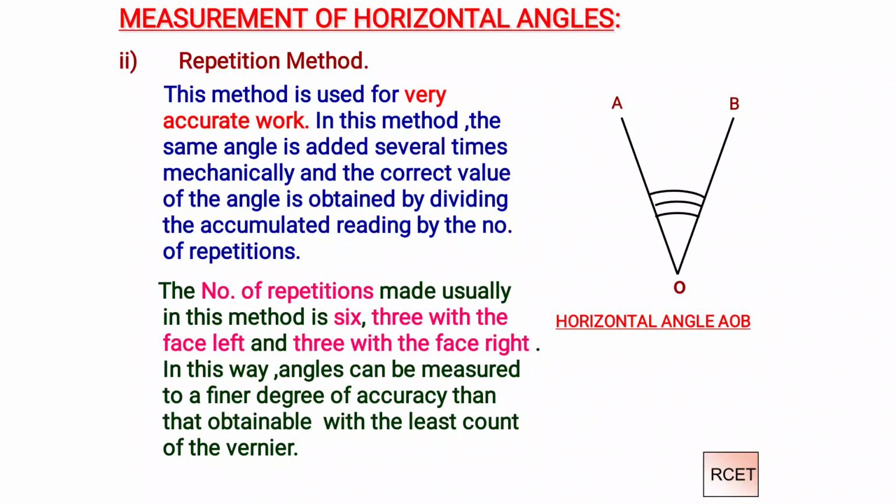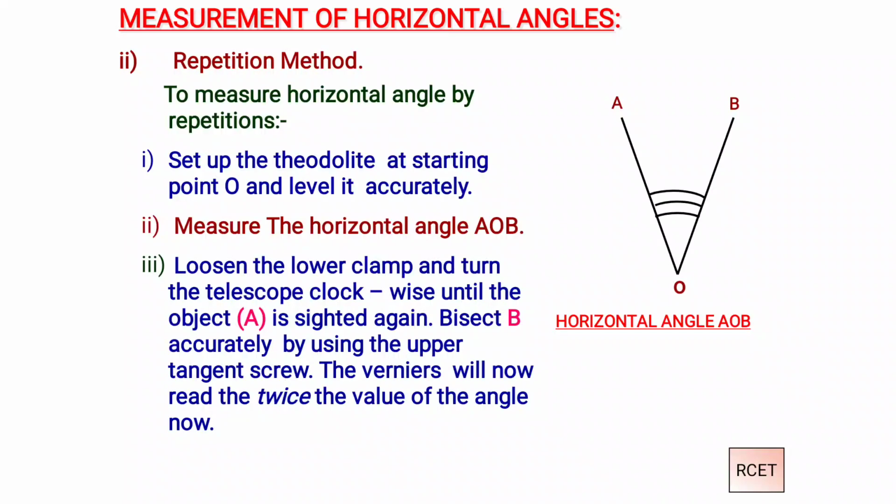The number of repetitions usually made in this method is 6: 3 with the face left and 3 with the face right. In this way, angles can be measured to a finer degree of accuracy than that obtainable with the least count of the vernier. Repetition method. To measure a horizontal angle by repetition, set up the theodolite at station point O and level it accurately. Measure the horizontal angle AOB.